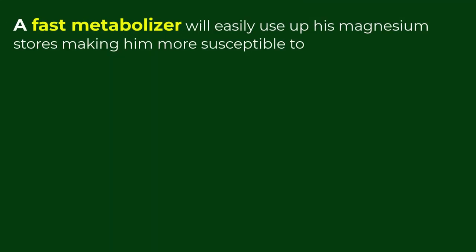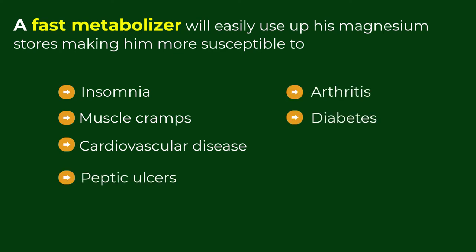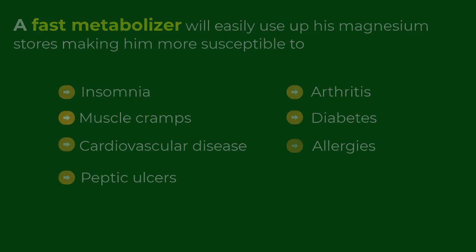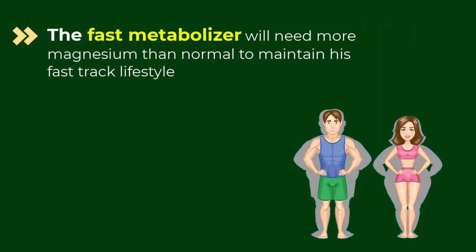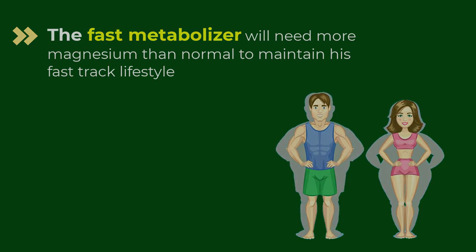A fast metabolizer will easily use up his magnesium stores, making him more susceptible to insomnia, muscle cramps, cardiovascular disease, peptic ulcers, arthritis, diabetes, or allergies. The fast metabolizer will need more magnesium than normal to maintain his fast-track lifestyle.